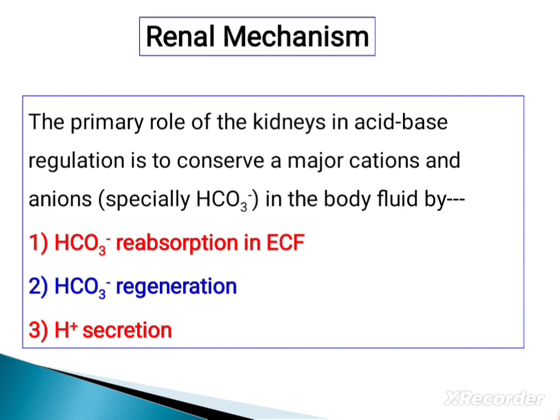On the other hand, the basic mechanisms of acid-base disorder control by the kidney are: number 1, bicarbonate reabsorption from the filtrate; number 2, bicarbonate regeneration in the renal cell; number 3, hydrogen ion secretion in the filtrate. By these three mechanisms, it controls acid-base disorder.